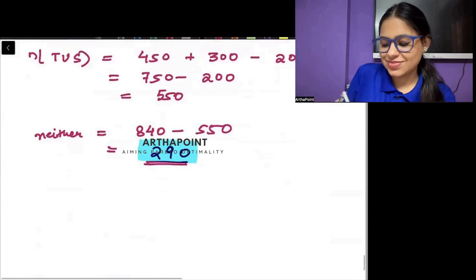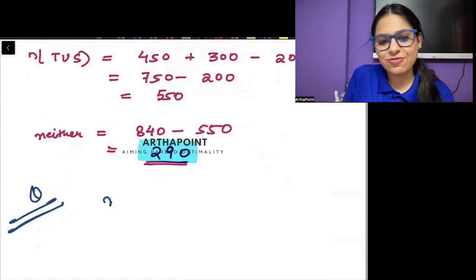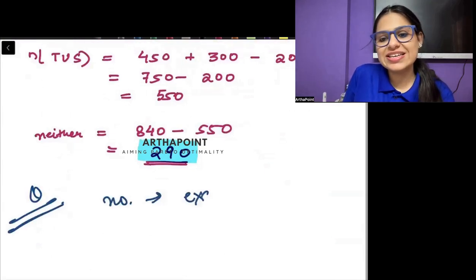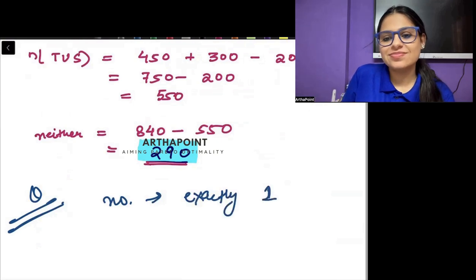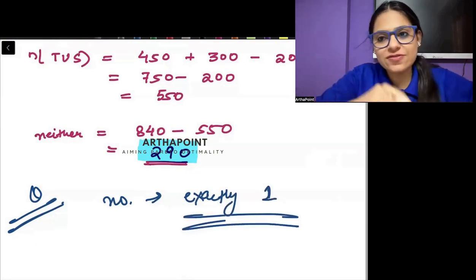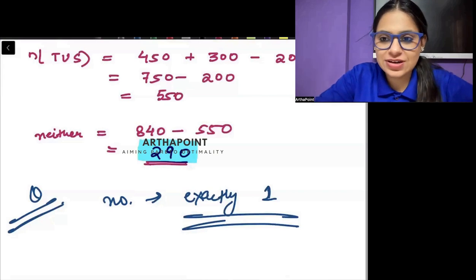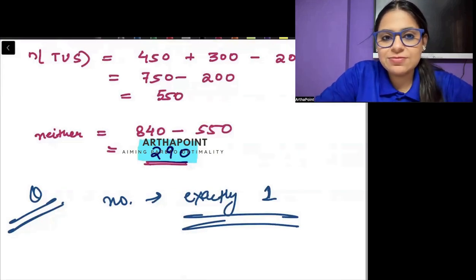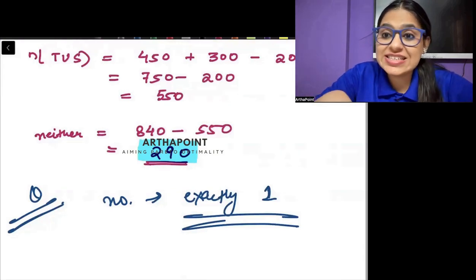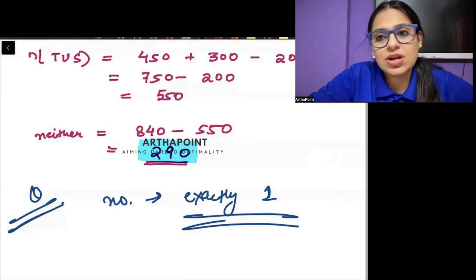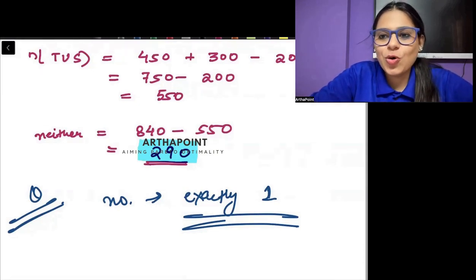Homework. You have to tell me the number of people who watch exactly one. Ya to sirf news dekhte hain ya wo sirf sports dekhte hain. They watch exactly one. You need to tell me the total number of such people. Okay, thank you.